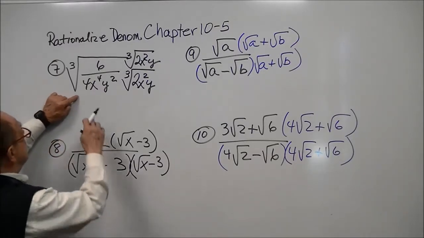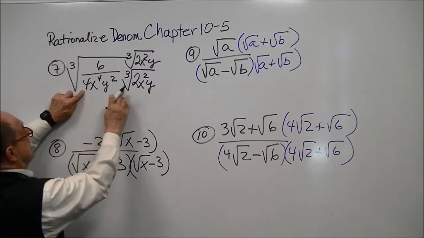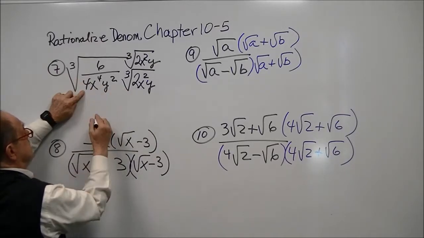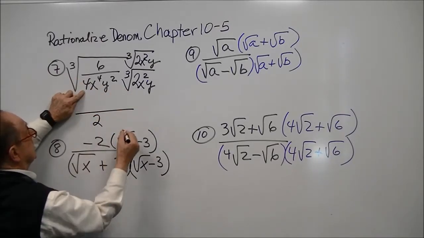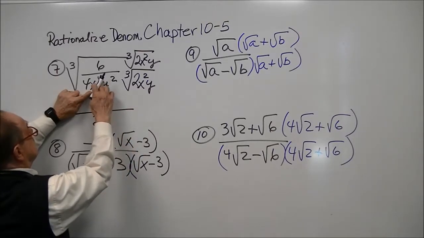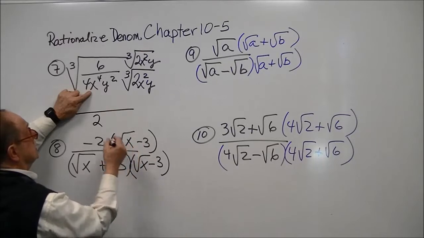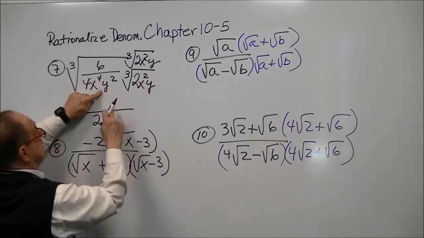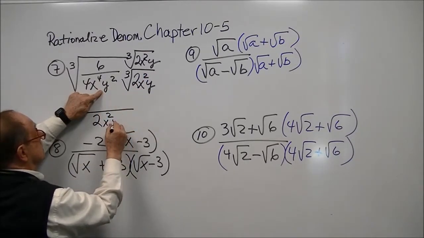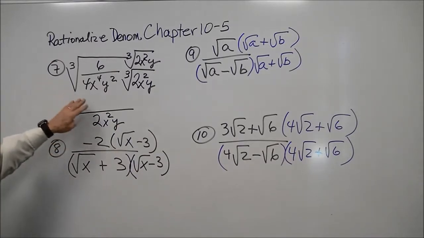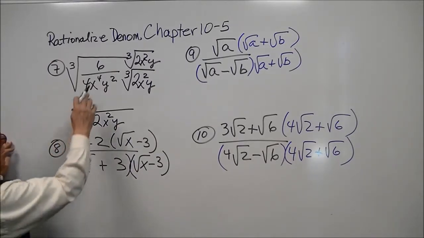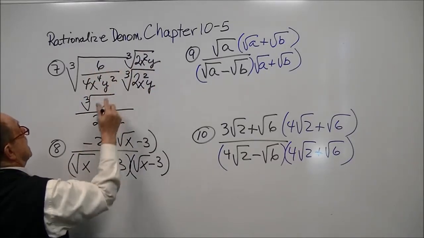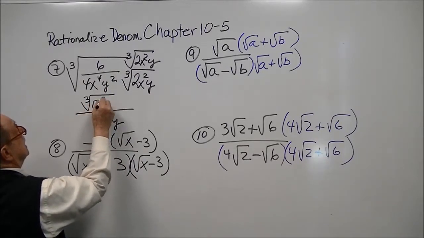So what we get here now is 4 times 2 is 8. The cube root of 8 is 2. Now we have x to the 6th, cube root of x to the 6th, x to the 2nd. Y to the 3rd power, the cube root of y to the 3rd is y. So we have rationalized this denominator. And then now we just do this. So this will be the cube root of 6 times 2 is 12, x squared y.